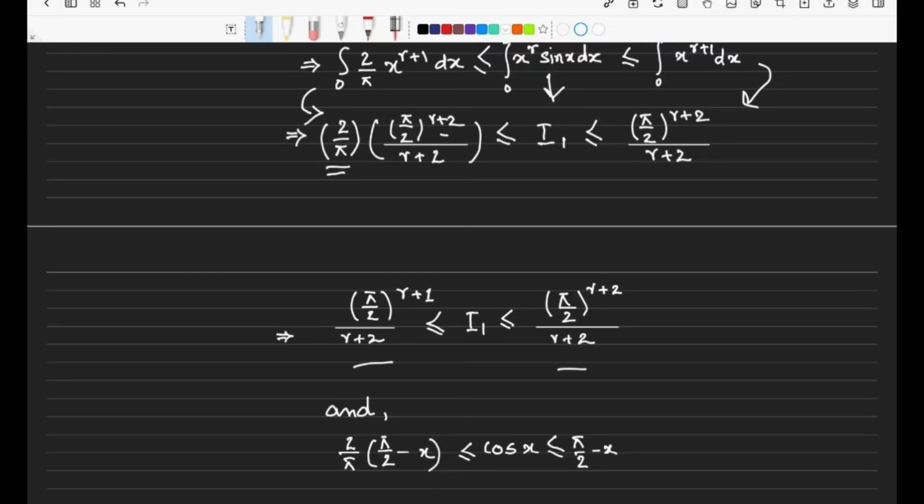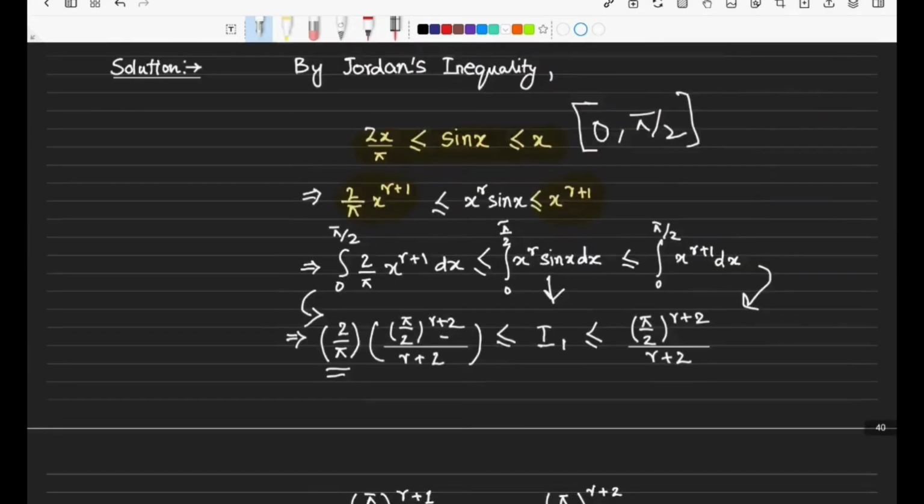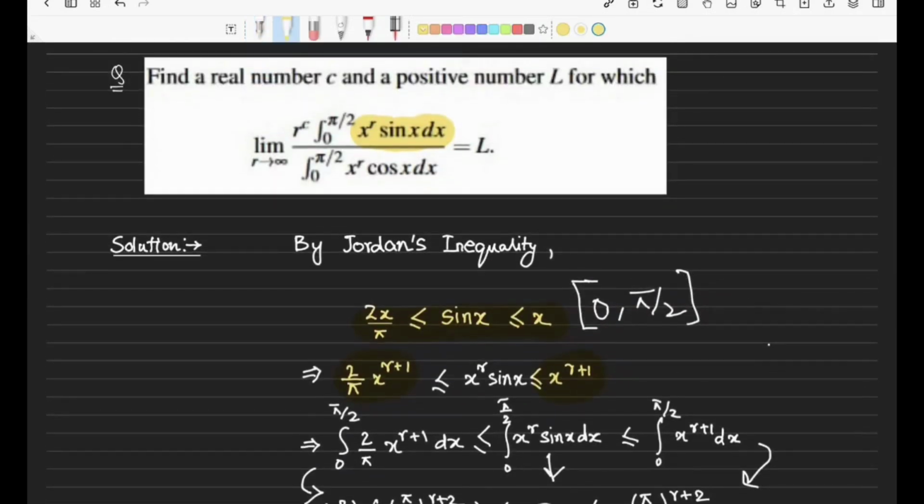Now you cannot say from here only that I1 must be some particular value. There is no particular value for I1, right? You cannot say anything about I1. So let us try to evaluate I2, that is the denominator part. This part of the question, let us try to evaluate this part, right?